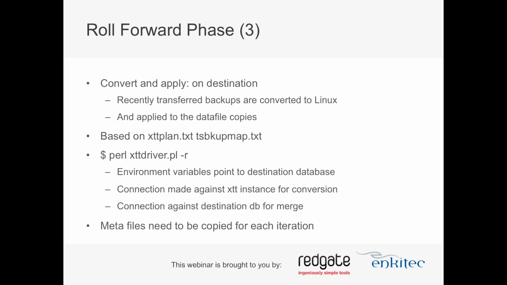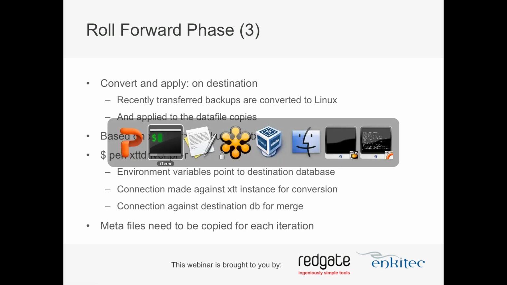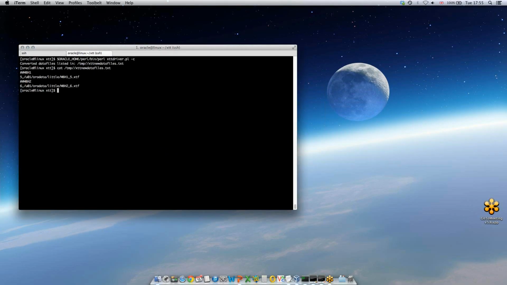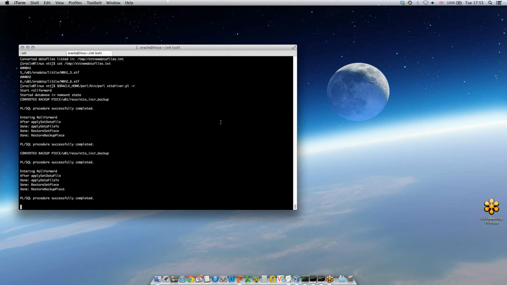Now I need to roll my data file copies forward. So this information, the reason I've copied those 2 files over is because they contain information needed for the roll forward. So back on my system here, I use the -R to roll forward, which is quick. Okay, it's done it.